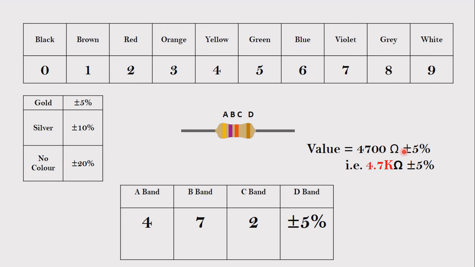And you'll get 4700 ohm with plus or minus 5% tolerance. That is 4.7 kilo ohm with plus or minus 5% tolerance.